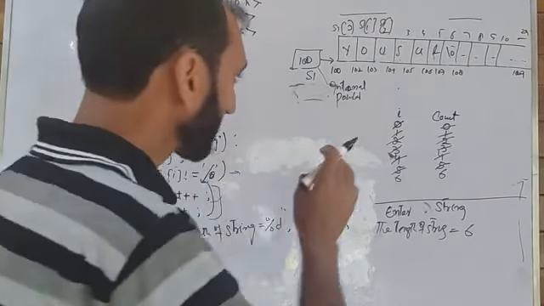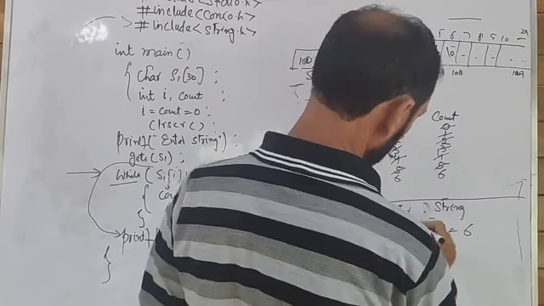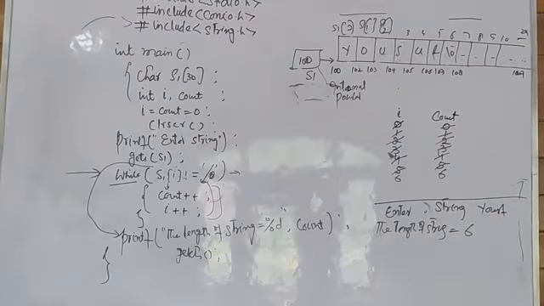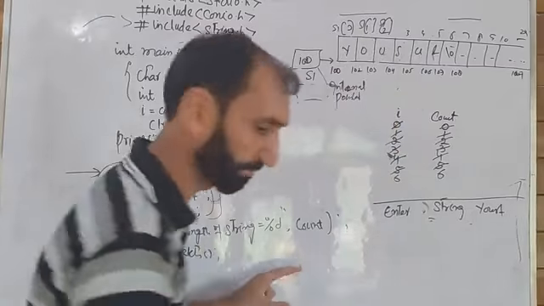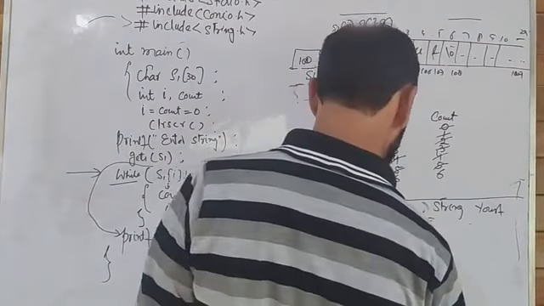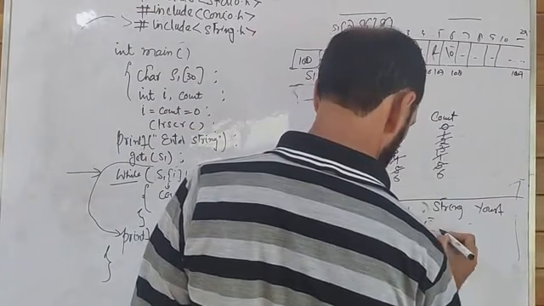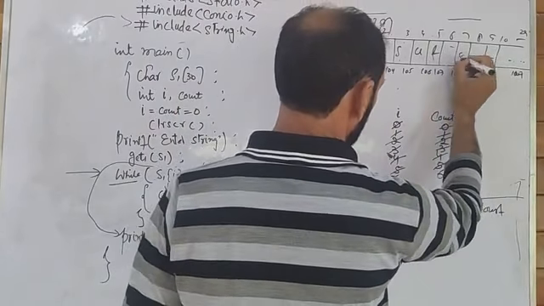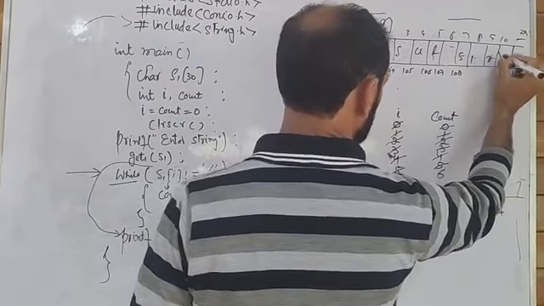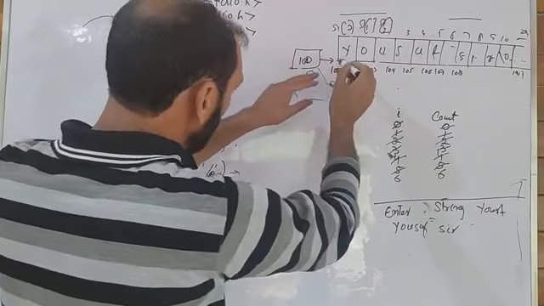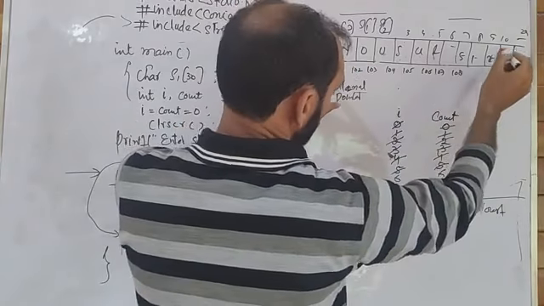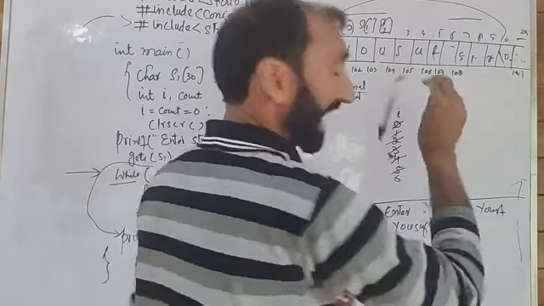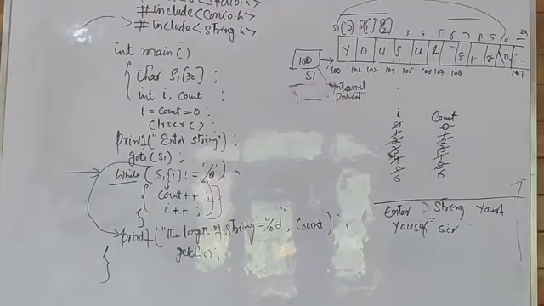For example, the user enters a string, say "Yousuf Sir". I want to print the length. The string is "Yousuf", space, "Sir", and then obviously there is \0 at the end. The string is stored in the character array from the first character up to \0.